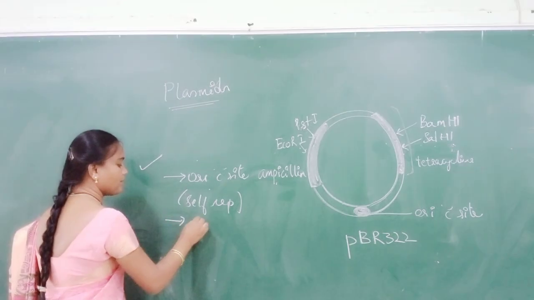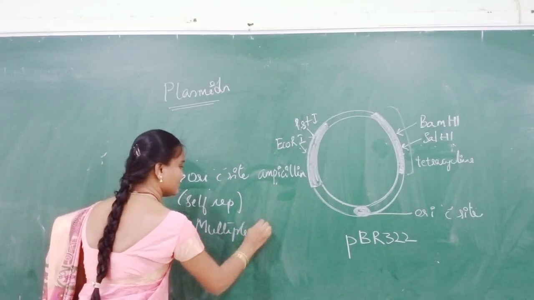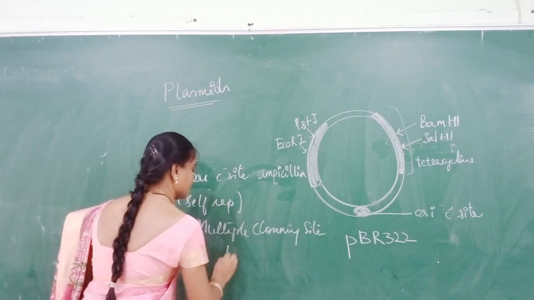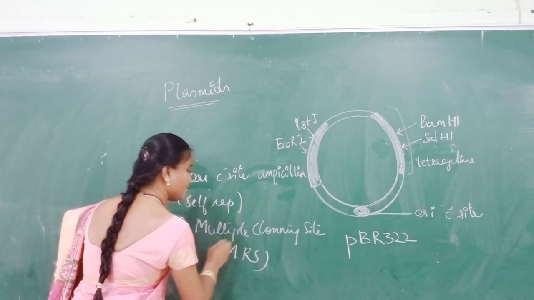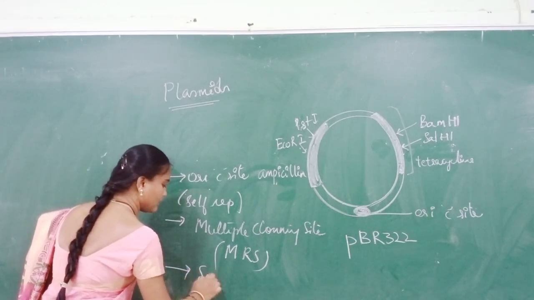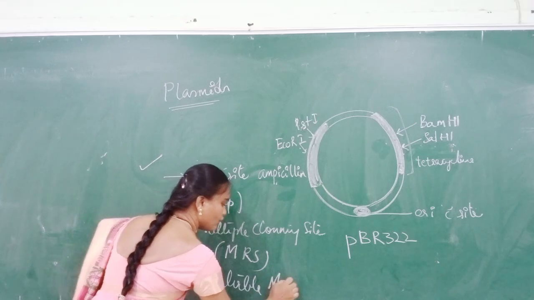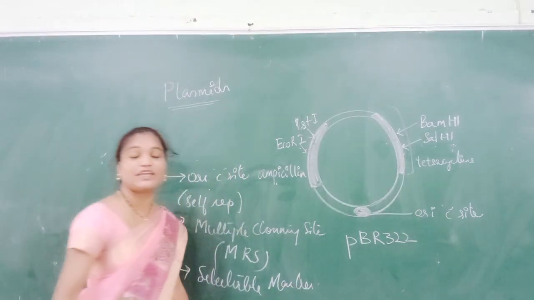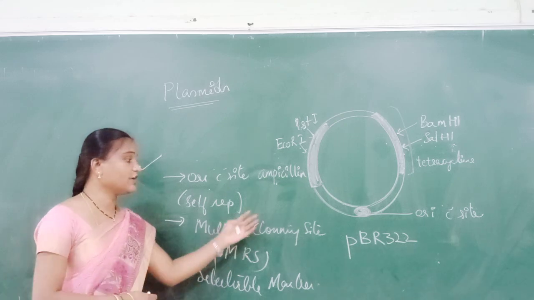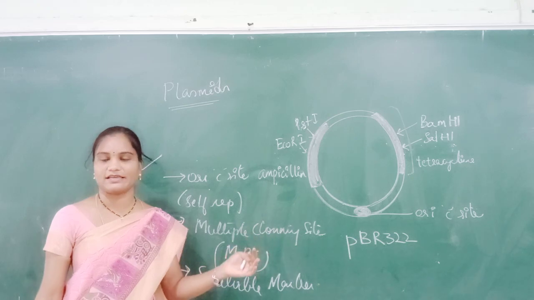Next is the presence of multiple cloning sites, or multiple restriction sites. Next is a selectable marker. So these are the three foremost important features that a vector should possess. In the preparation of pBR322, this is prepared from a bacterial plasmid.